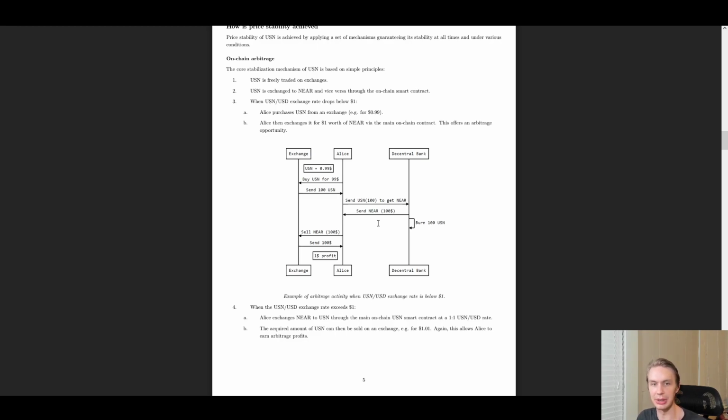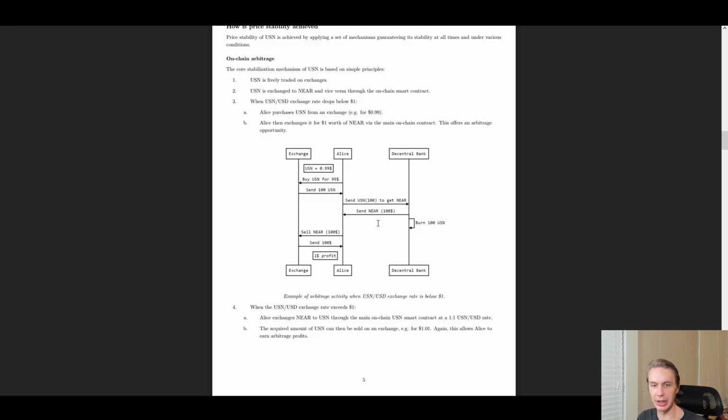So let's say that USN depegs, everyone's trying to get the heck out of Dodge. Essentially, whatever the market cap of USN is at the time, that's the amount of NEAR that might get dumped onto the market as people are trying to get out. So let's say, for example, the market cap of USN is $5 billion.